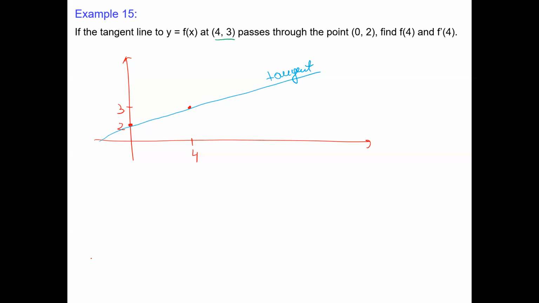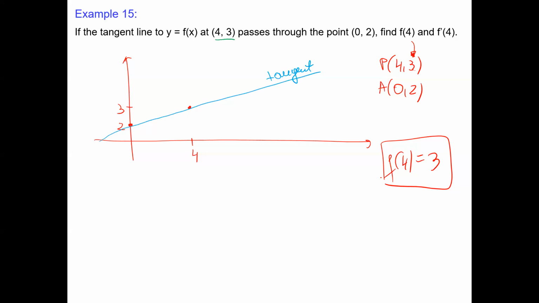We can find the slope. We can find everything. As we have a point 4, 3, and another point, let's say point A, 0, 2. And f of 4 is basically this value, because this is the value of the function at 4. That's the answer for f of 4, not extremely difficult. But we also have to find f prime at 4. And what is f prime? It is the slope of the tangent.